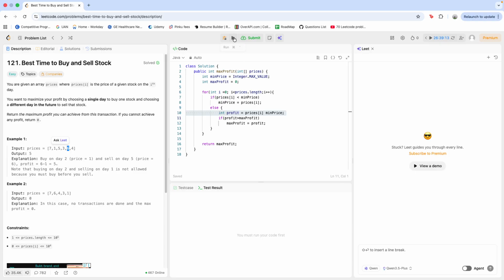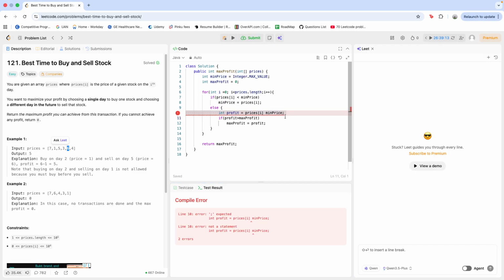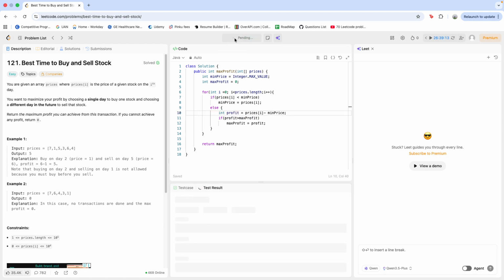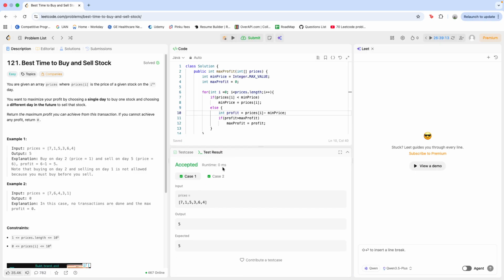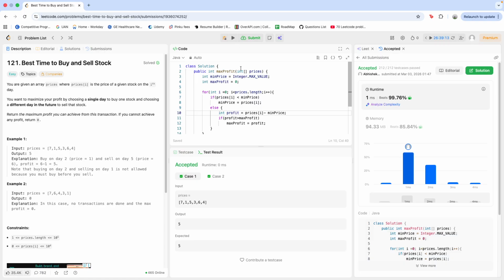So we'll try to run this code once. And we got a typo here. We forgot to add a minus here. Yeah, so as we can see, both the cases are passing. We'll quickly submit this problem. As you can see, it beats around 99.76%. So this is around the most optimal solution you can find.